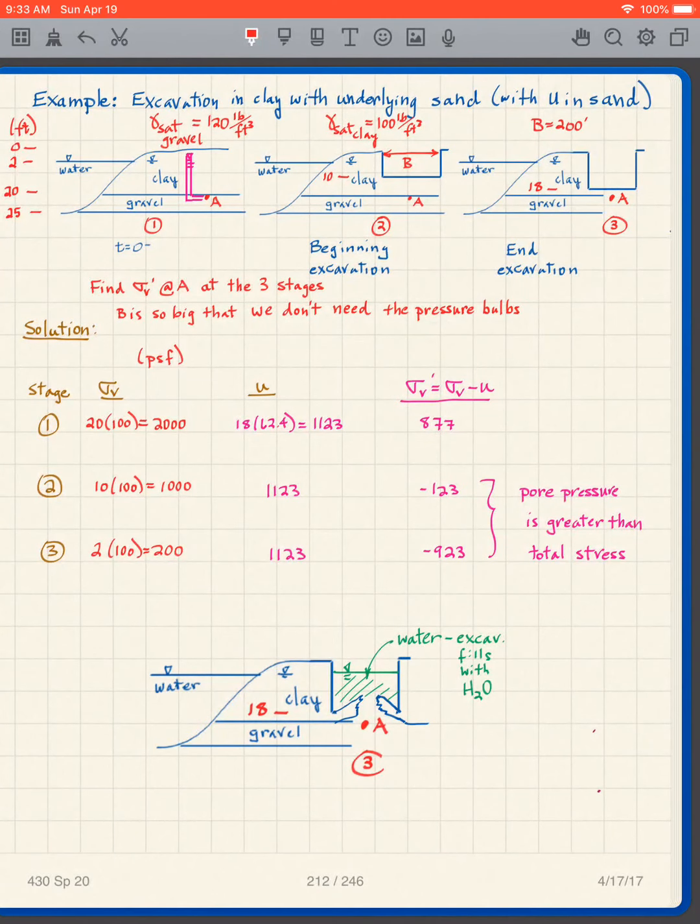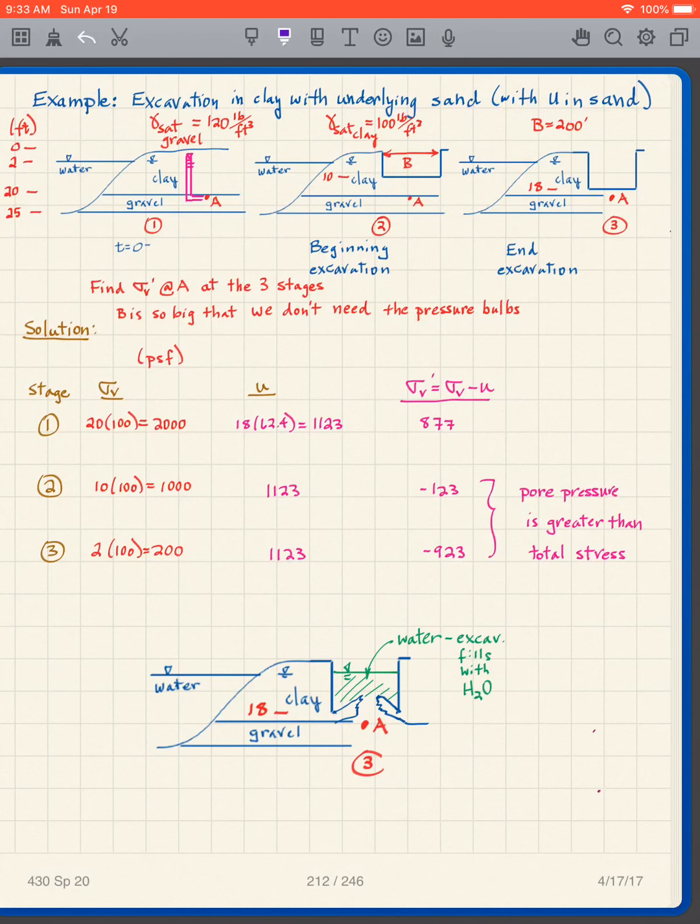I want to show another instance where we can have the effective stress equal to zero that can occur in some situations. What I'm illustrating is an example where we have excavation in clay with underlying sand, and we have some pore pressure in the sand.